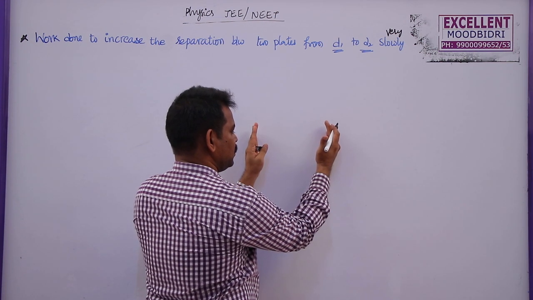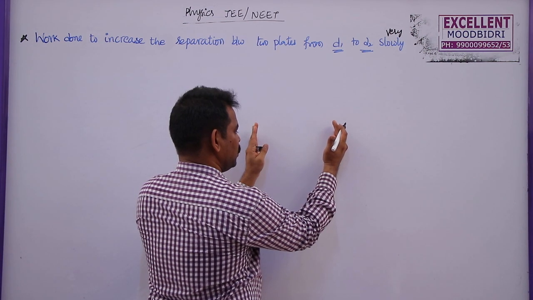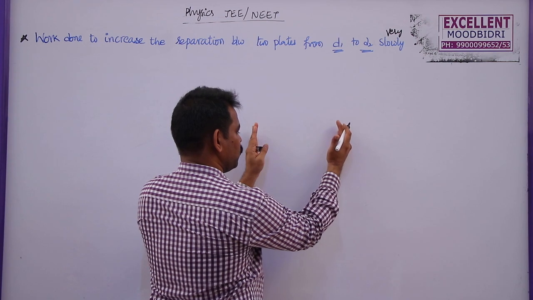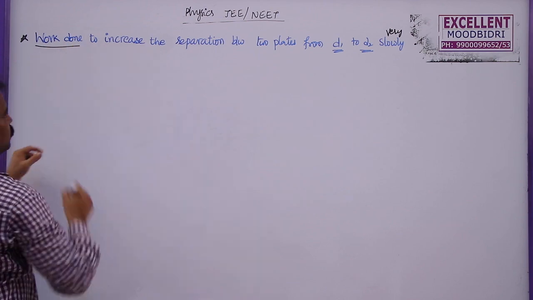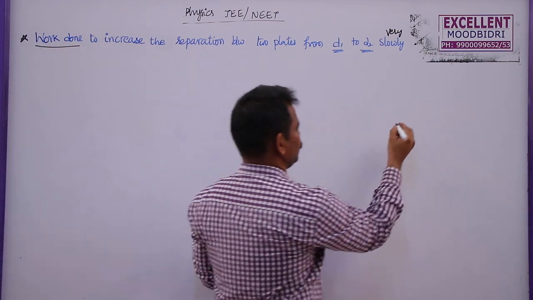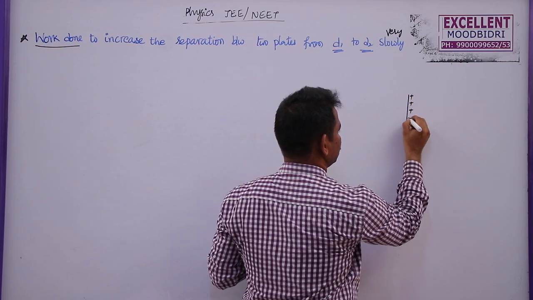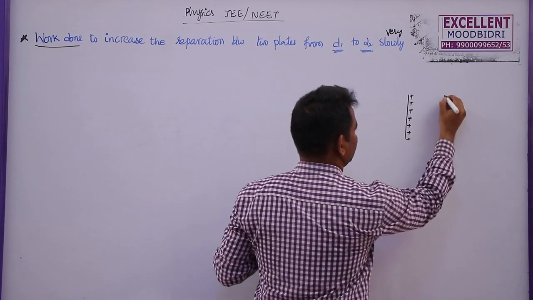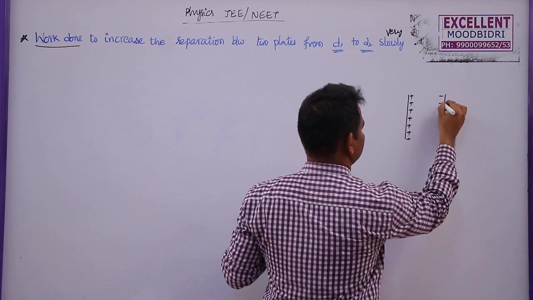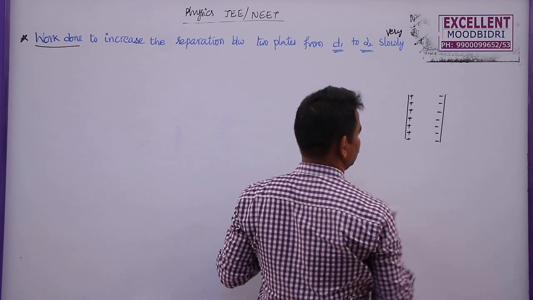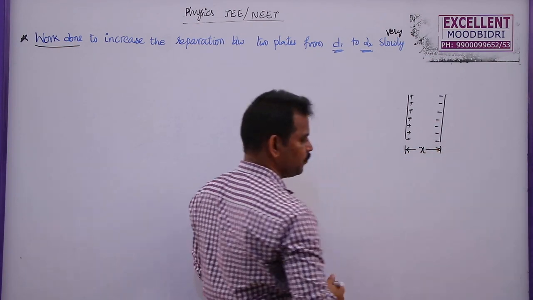So if you want to increase the distance between the two plates from D1 to D2, what is the work done by the external force or external source here? So I am finding this work done to increase separation between the two plates from D1 to D2. I am taking this first plate, which is positively charged, and this is the second plate, which is negatively charged. Let the separation between these two plates be x.